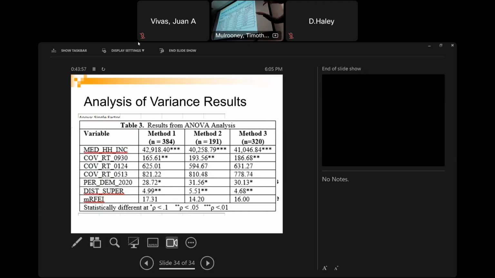This is the Y here, where we have 2, 4, 8, 7, 8, 7, 1, 2, 3, 4. For a majority of the variables that we had, like median household income, COVID rates, percent Democrat, and distance to supermarkets, the metrics were statistically different based on the definition you used. I think it's interesting. That's why this is where ANOVAs can be applied.